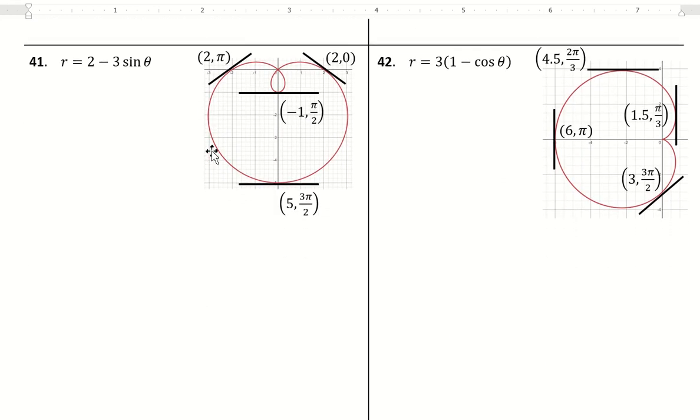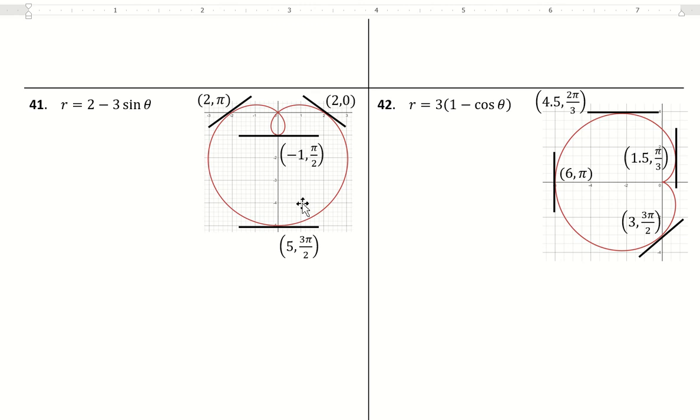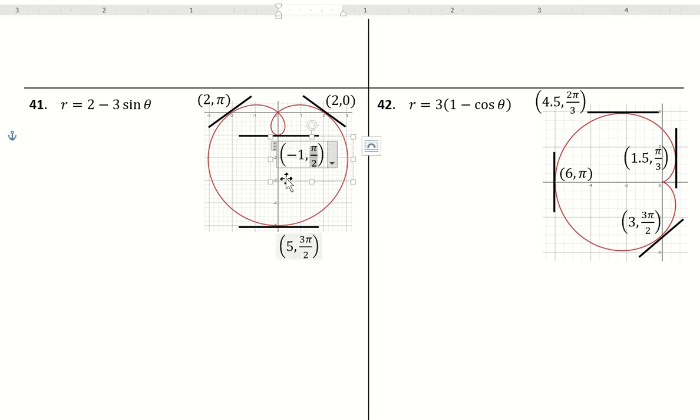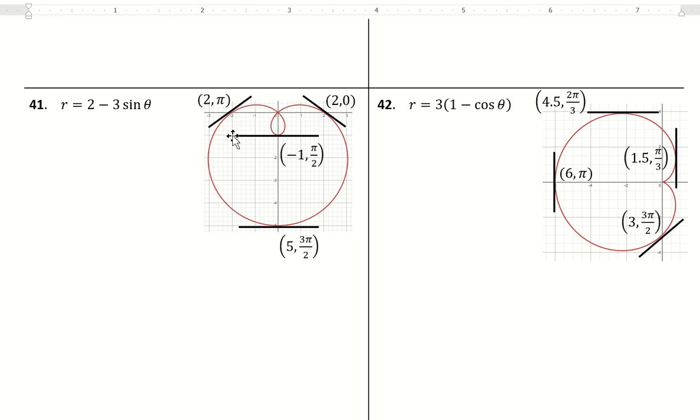Now 41 and 42, please take advantage of how you can literally look at the slope where theta equals pi over 2. Spoiler alert, when theta equals pi over 2, it's obvious that your slope is 0. That is a horizontal line. These right here in number 42 are vertical lines at theta equals pi and at theta equals pi over 3. So use that to your advantage, okay?